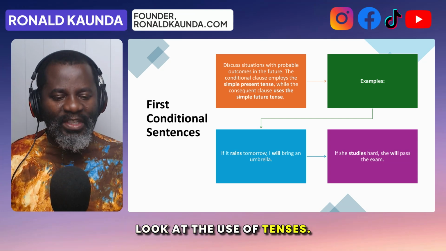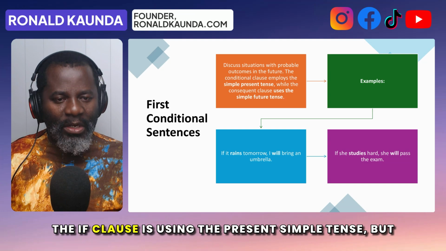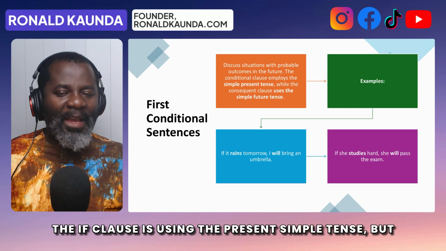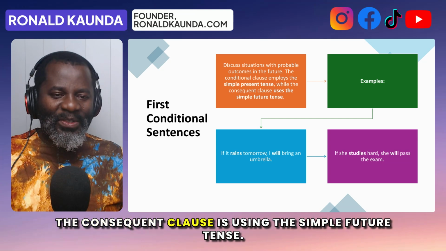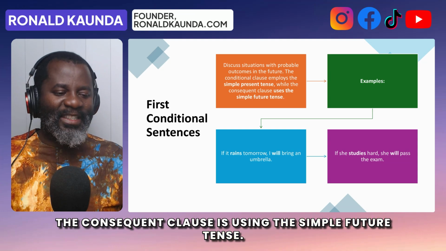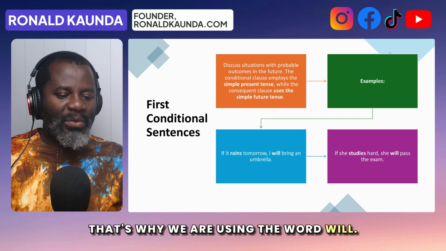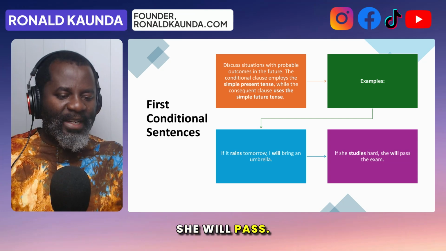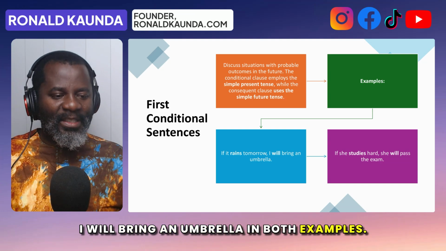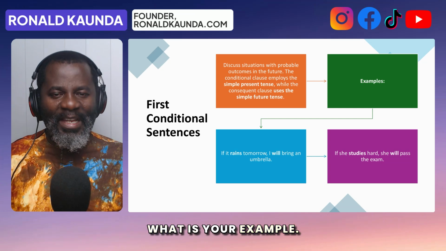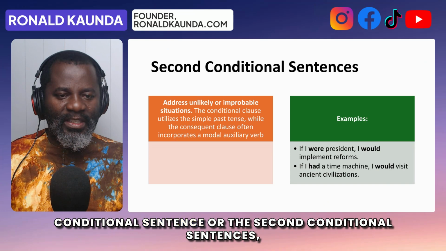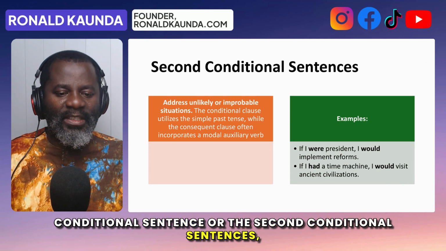Look at the use of tenses. The if clause is using the present simple tense, but the consequent clause is using the simple future tense. That's why we are using the word will. She will pass. I will bring an umbrella in both examples. What is your example? The next one is called the second conditional sentence.